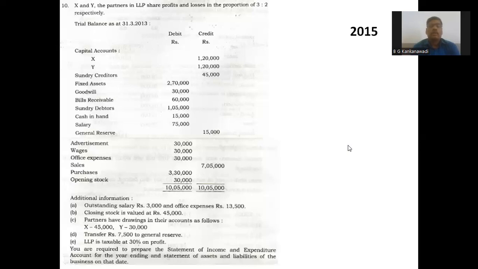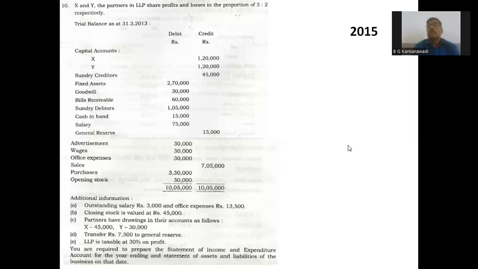Then advertisement. Advertisement is the selling expense. Selling expense goes to income and expenditure under the head selling expense. Wages is the personnel expense coming under the income and expenditure statement. Then office expense is the administrative expense coming under the income and expenditure statement.